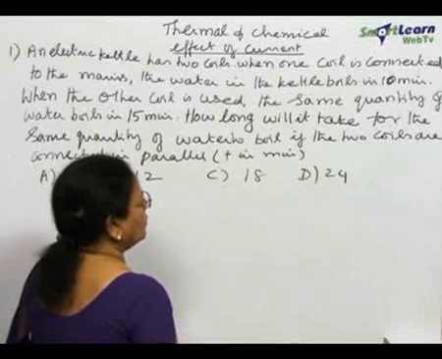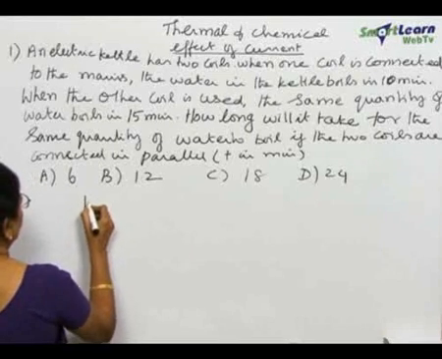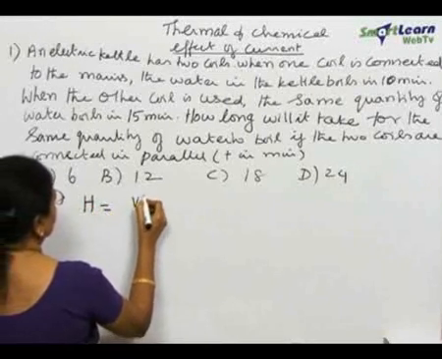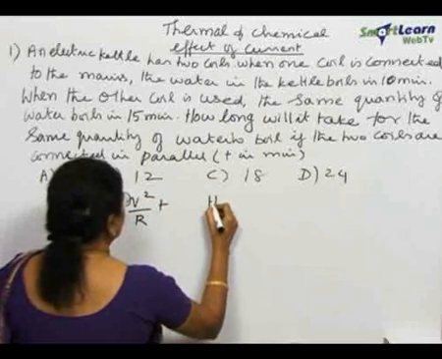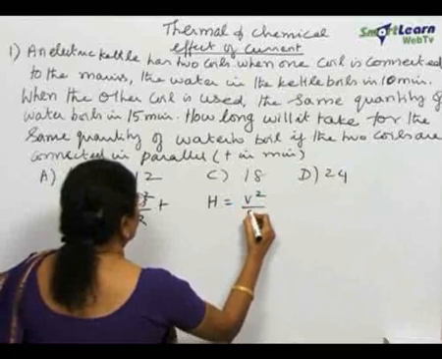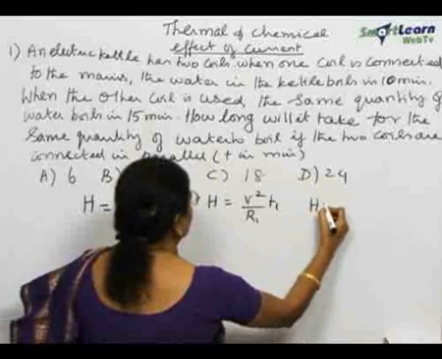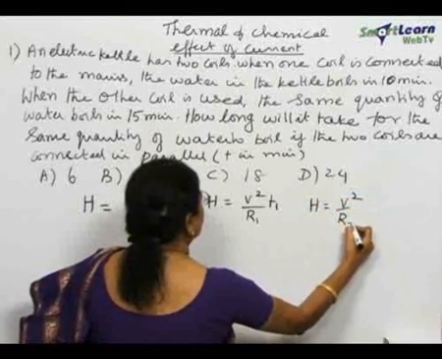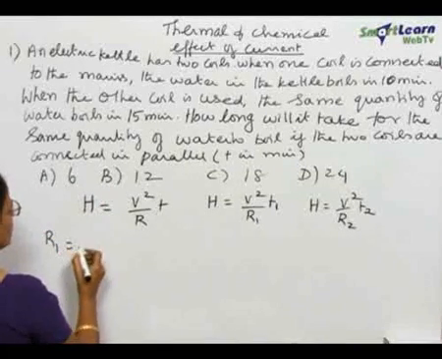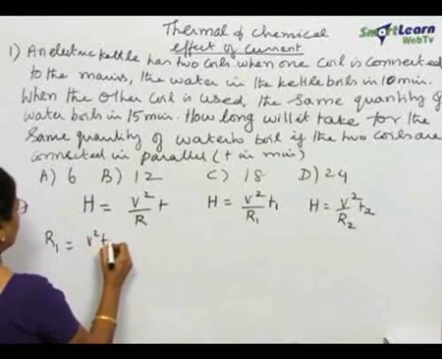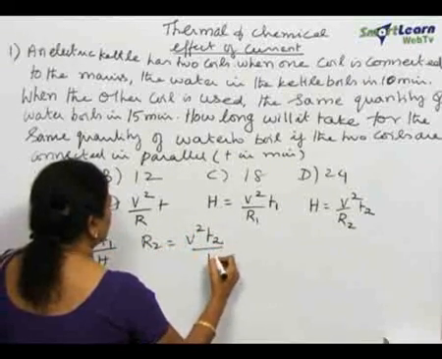Now, this is based on the heating effect. First, let us write the formula for heat developed when we use a resistance: H = V squared T by R. This is the fundamental formula. First case, when we are using the first coil, its resistance is R1 and the time taken is T1. Second case, when we are using the next coil, it becomes H = V squared T2 by R2. From this we can find R1 and R2. So, R1 is V squared T1 by H, R2 is V squared T2 by H.